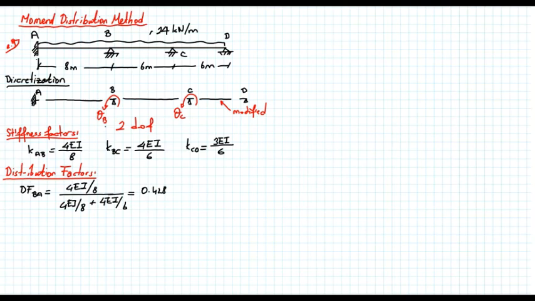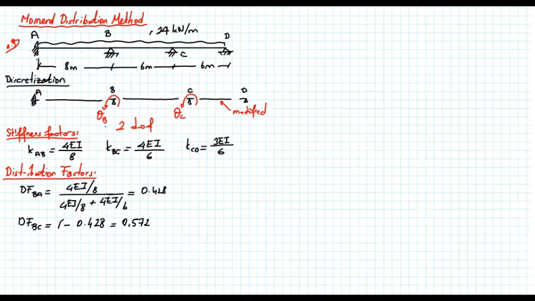Now distribution factor BC is equal to, I have 2 members connecting to node B. One of them carries almost 43% of the moment, so the other one will carry 1 minus 0.428. That is equal to 0.572. In other words, 57% will be carried by member BC.